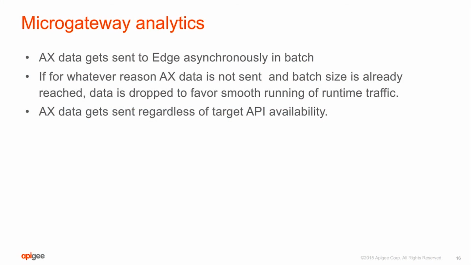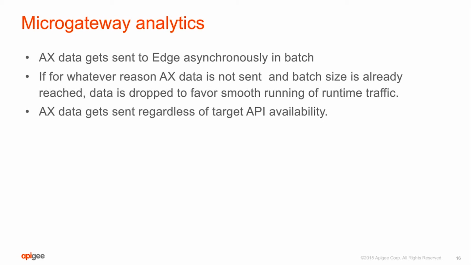And let's say your consumer is hitting your API through Edge Microgateway and your target API itself is down, you will see the analytics for those failed API calls on Edge as well. So this gives you visibility of the uptime of your API as well, using the Apigee analytics for this microgateway.